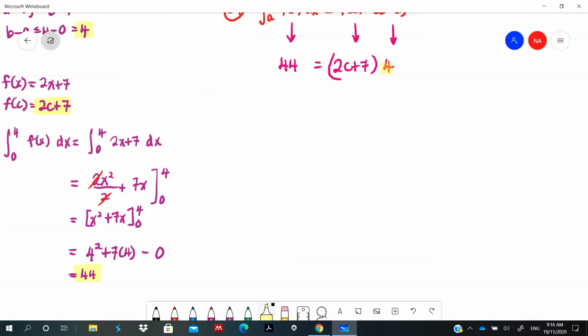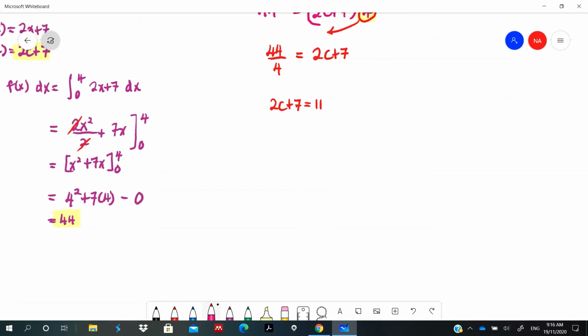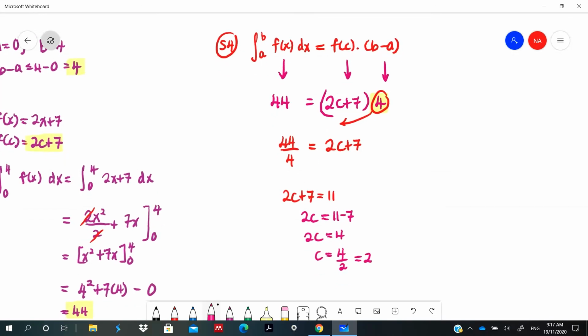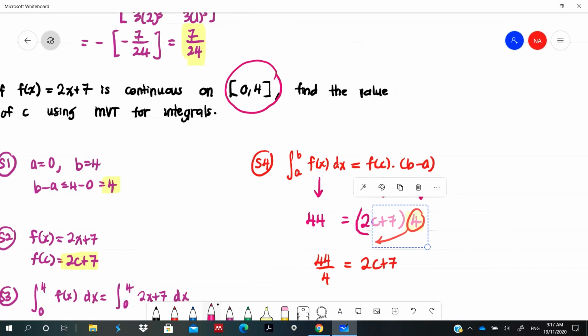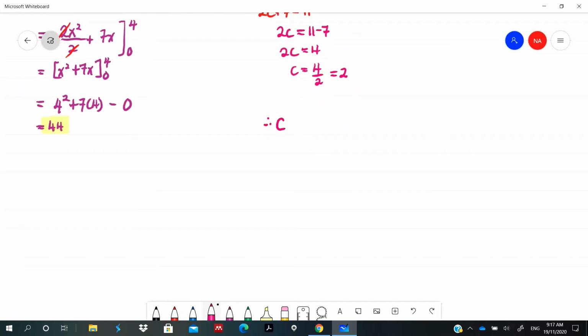Next, to find the value of c, we move that 4 to the left side. We get 44 over 4, which is 2c plus 7, or we can simplify: 2c plus 7 is equal to 11. Finding c is very easy in this case because it is a linear equation. So 2c equals 11 minus 7, so 2c equals 4, and c equals 4 divided by 2. We get 2. We don't have any negative values here. We know that 2 is within this interval, so our c is 2.